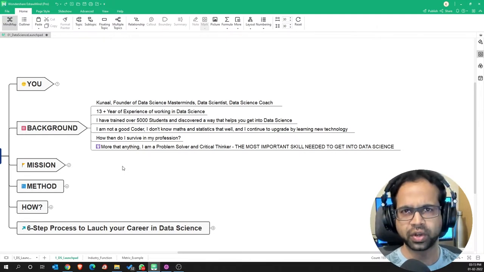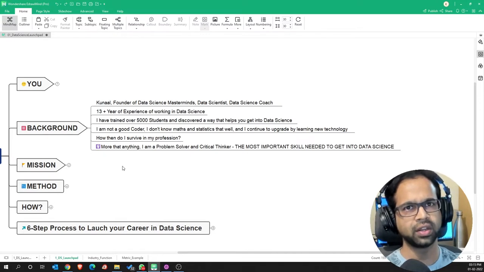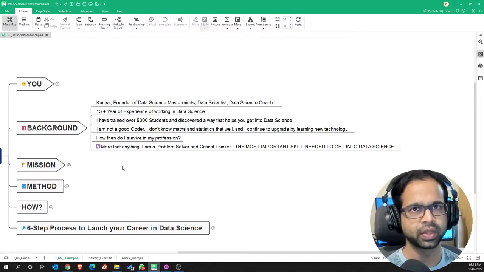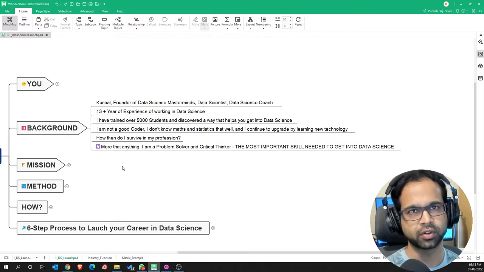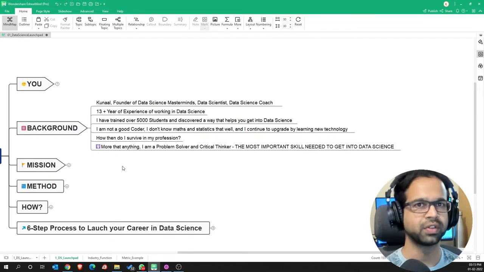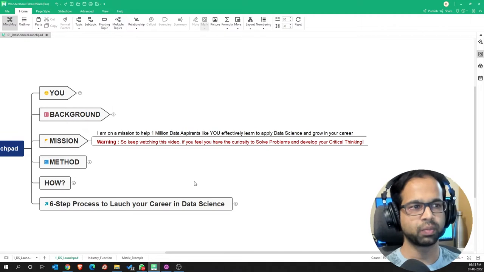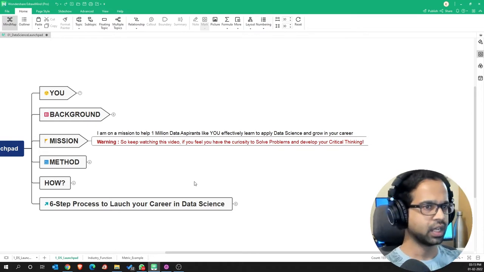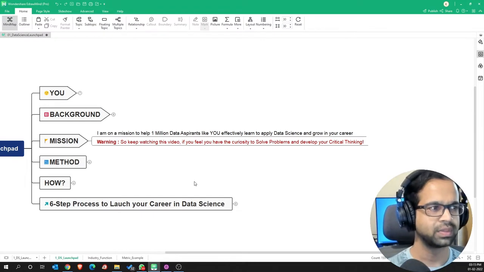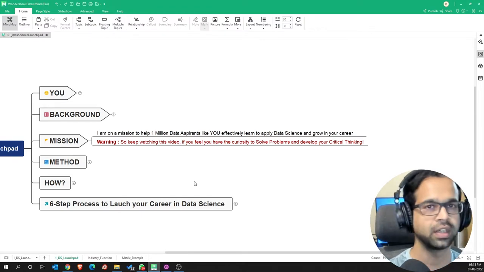So before you get into theory, before you get into tools, before you get into any of the hands-on programming, you need to begin with understanding businesses and learning to solve problems for them and think critically while solving problems. I'm on a mission to help 1 million data aspirants like you effectively learn to apply data science and grow in their career. So keep watching this video if you feel you have the curiosity to solve problems and develop your critical thinking while doing so.